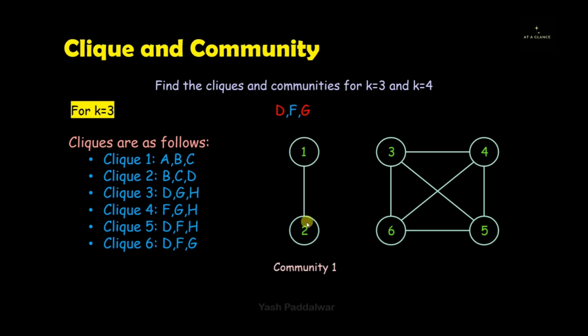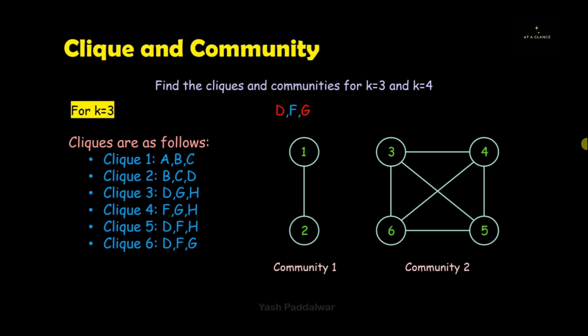Since these two figures are independent of each other, there is no connection among these two figures, hence one of the figure will be called as community 1 and other figure will be called as community 2. So this is how we create the communities for cliques k equals to 3. So I hope it is clear to you all. This method is called as clique percolation method.